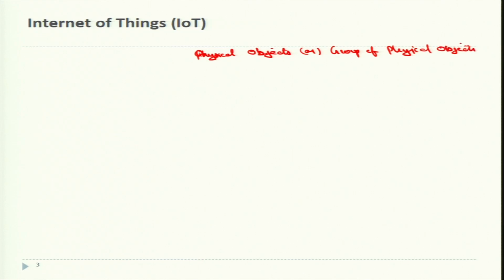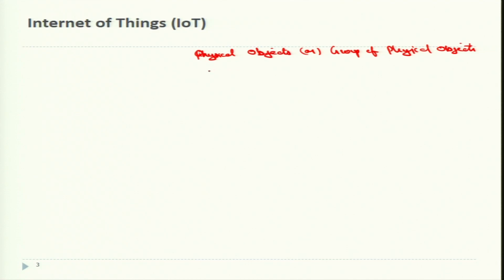If I need to put a definition of it, Internet of Things is physical objects or a group of physical objects that are equipped or connected with sensors, processing power, software and other technologies, so that they communicate or connect with each other and exchange data over the internet or other communication networks.